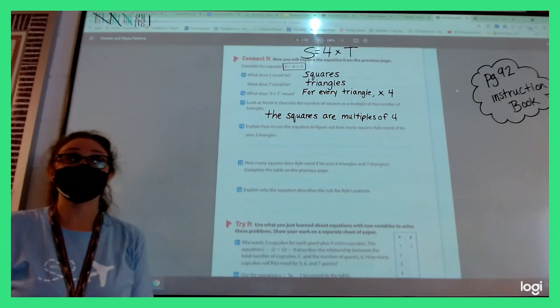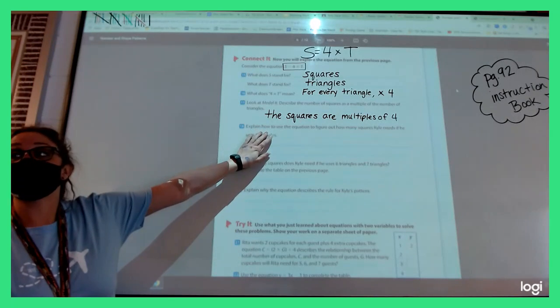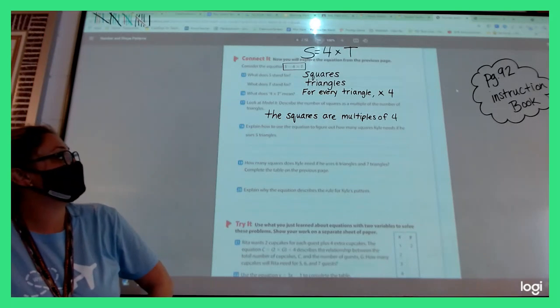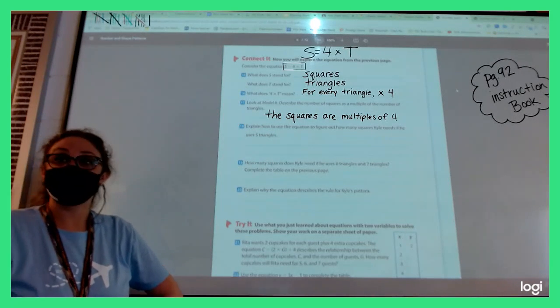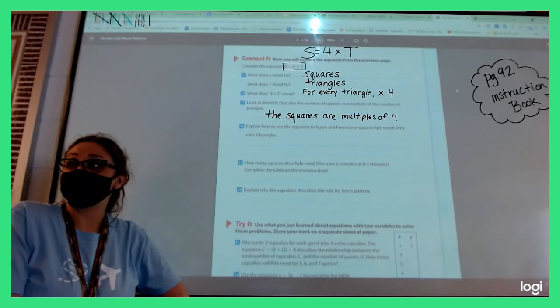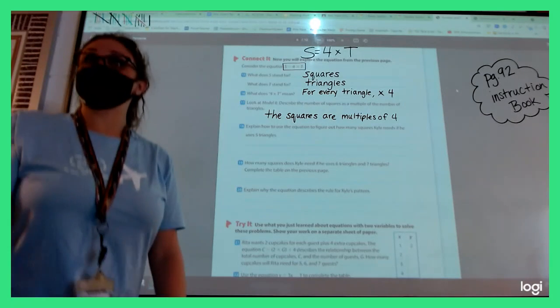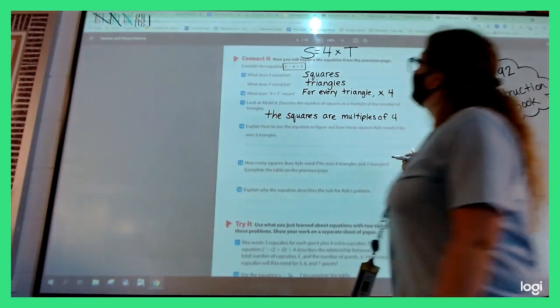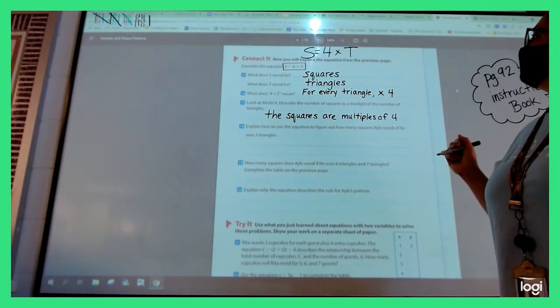So I'll repeat my question. We just did this on the other page so many times. We want to figure out how many squares there will be if he has 5 triangles. So what do we do when we know there's 5 triangles? What do I write for my equation? Quentin?